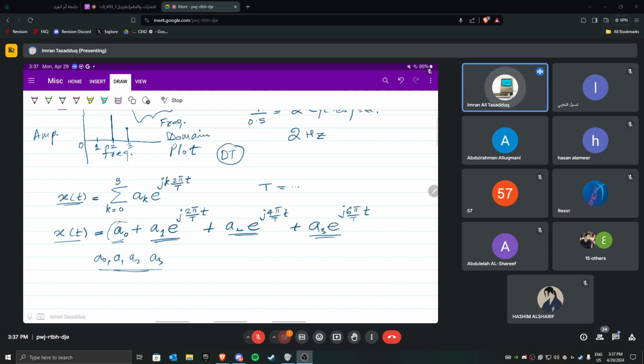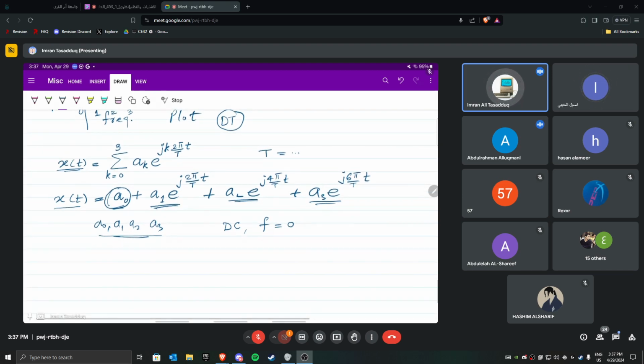If you look at a0, there is no exponential term here, which means that this is a constant, like a DC. You know the DC from circuit analysis? DC means how much is the frequency? Zero. Very good. So DC has a frequency of zero, which means that this is a signal that has zero frequency.